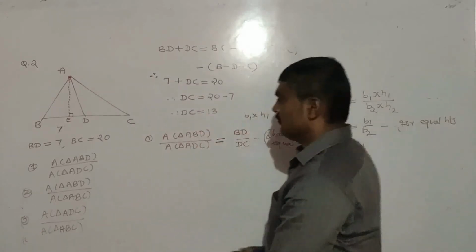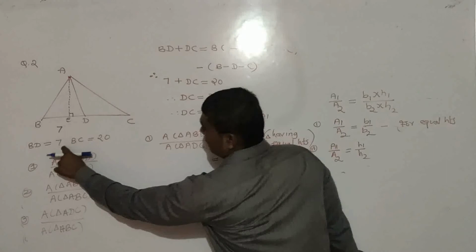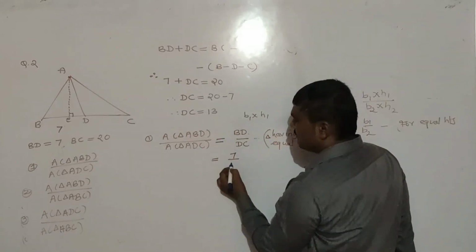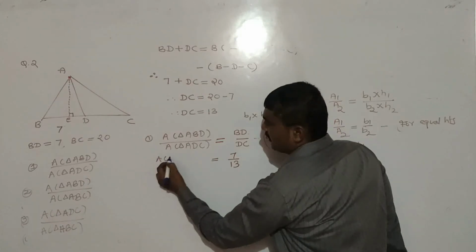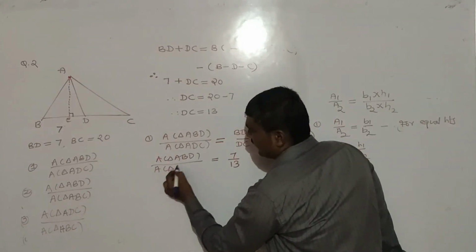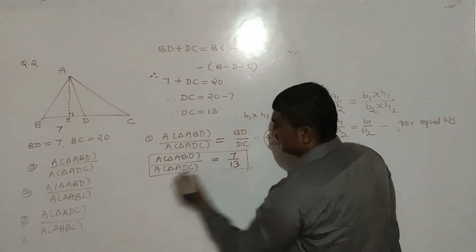So question number 1 is completed. What is the value of BD? BD is given by 7. And what is DC? DC, we found it value of DC 13. So area of triangle ABD upon area of triangle ADC is equal to 7 upon 13. So first point is completed.